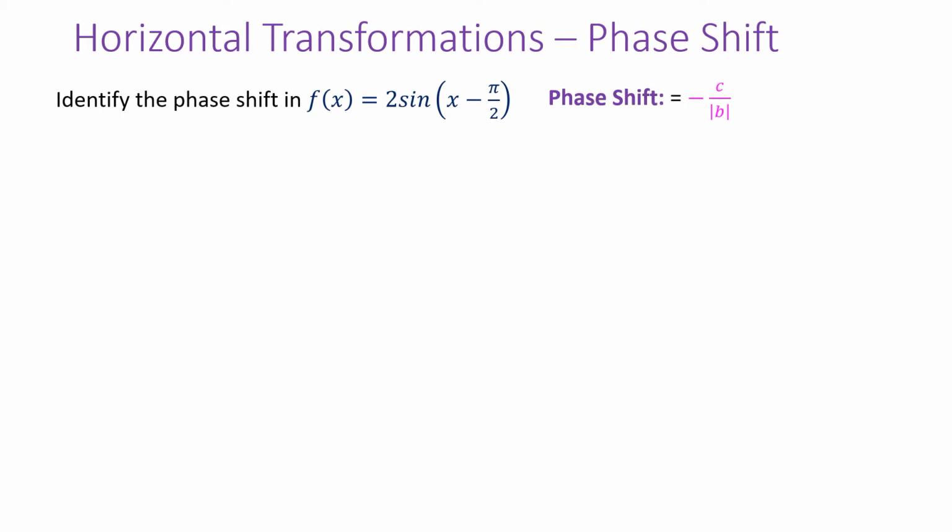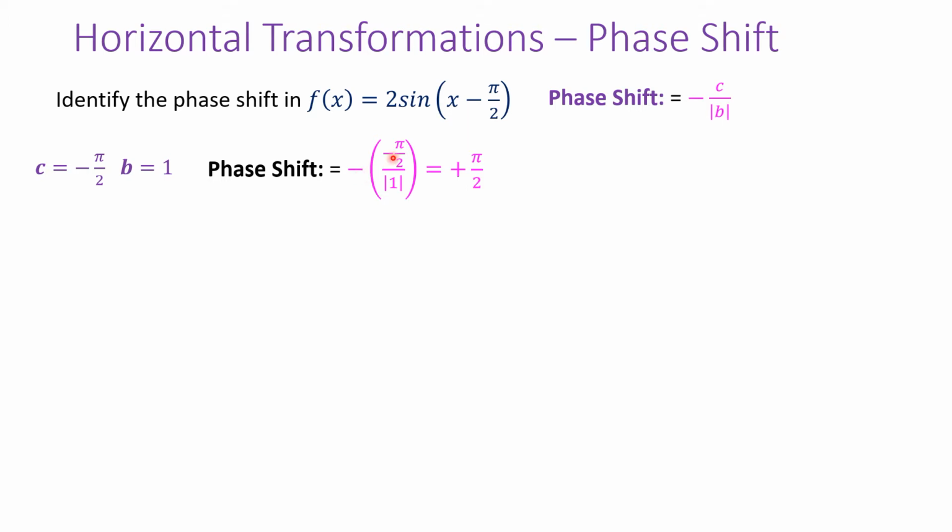All right, let's just look at a phase shift. We're going to identify the phase shift in this function f of x equals 2 times the sine of the quantity x minus pi over 2. How do I know there's a phase shift? Because I have a c value, right? I have x plus or minus something in here. So my phase shift formula says take negative c divided by the absolute value of b. C right here is negative pi over 2. B is 1, the coefficient of the variable. So let's put that here. If I employ the formula, I can probably see the phase shift here. I don't have to do negative c over the absolute value of b, but I'm going to do it.